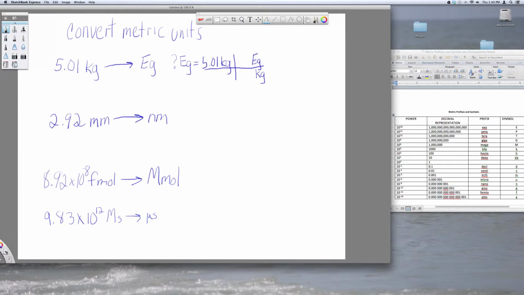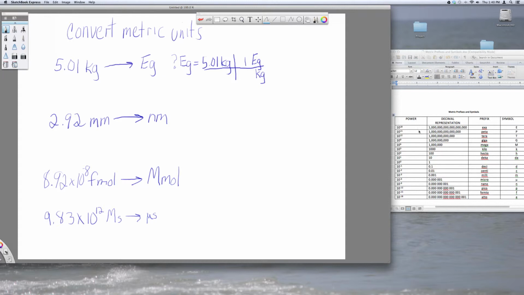You want to look at the two values and figure out which one represents a bigger value. Well, exa, as you can see, is 10 to the 18th. Kilo is 10 to the 3rd. Exa is much bigger. And all you do is you put a 1 next to the bigger unit. And then we have to figure out, all right, in 1 eg, how many kgs are there?